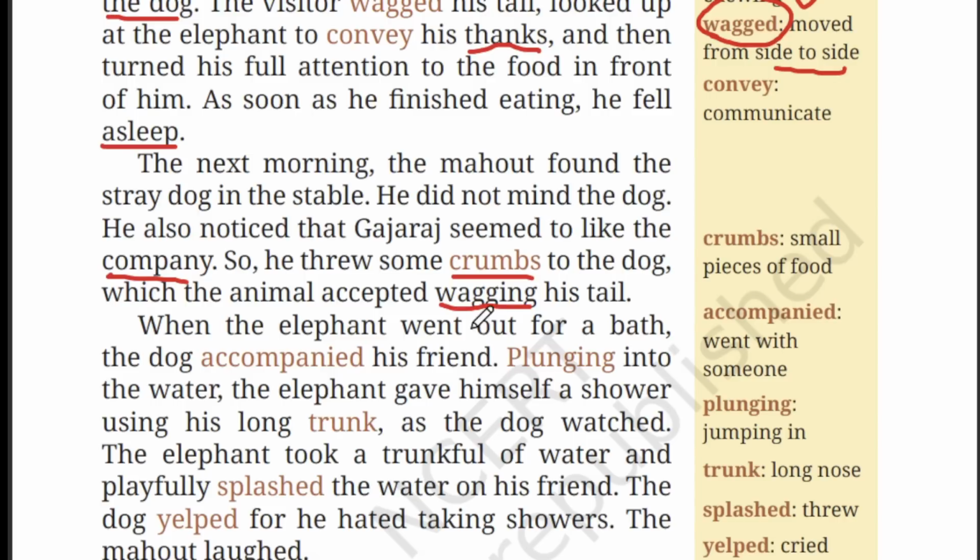When the elephant went out for a bath, the dog accompanied his friend. Accompanied means went with someone, going together. So the dog also went with the elephant. Plunging into the water, the elephant gave himself a shower using his long trunk.